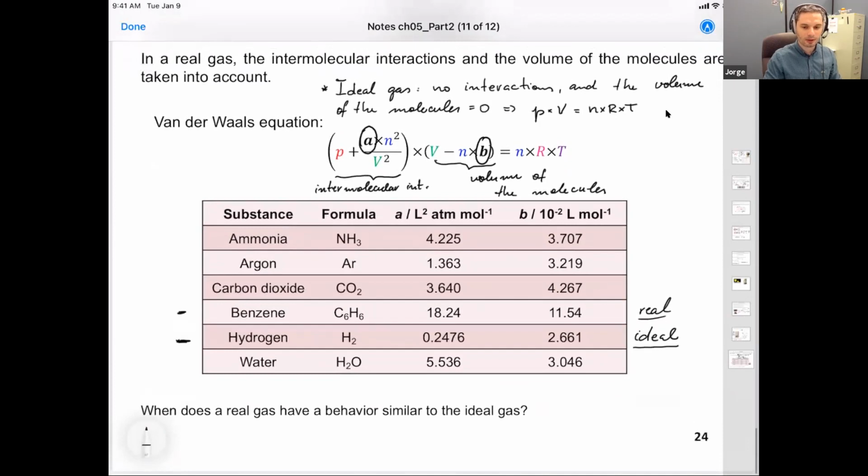And then the question here is, when does a real gas have a behavior similar to the ideal gas? So we don't need to answer the question right now. So you think about that and we will get back to that later.